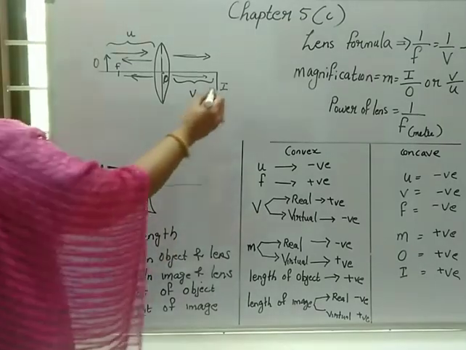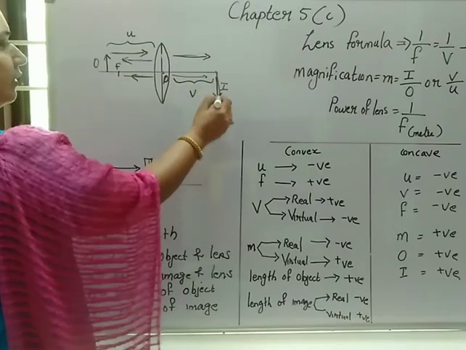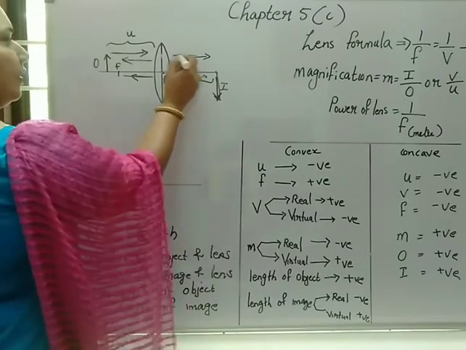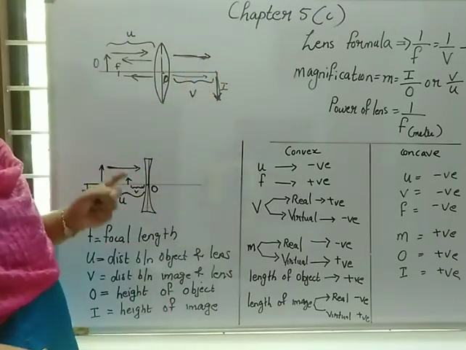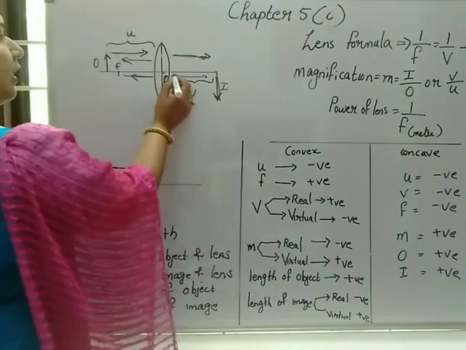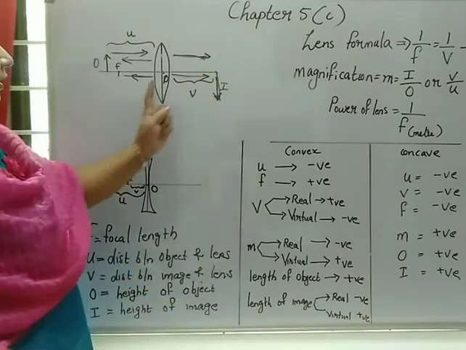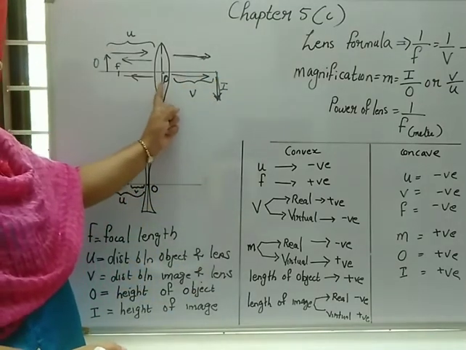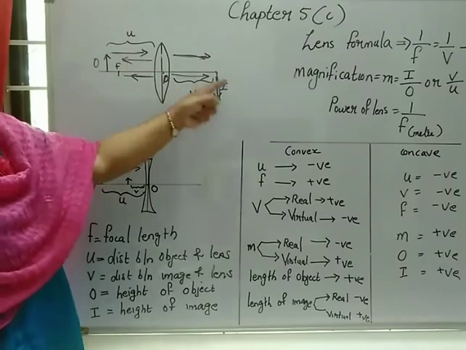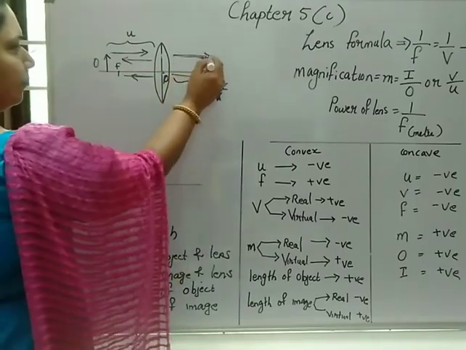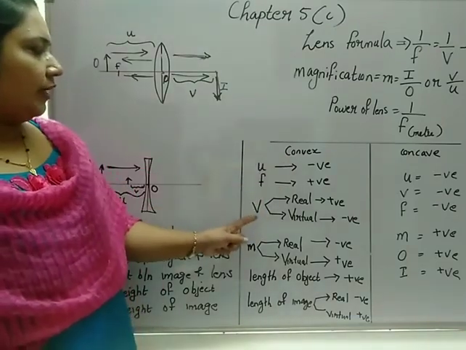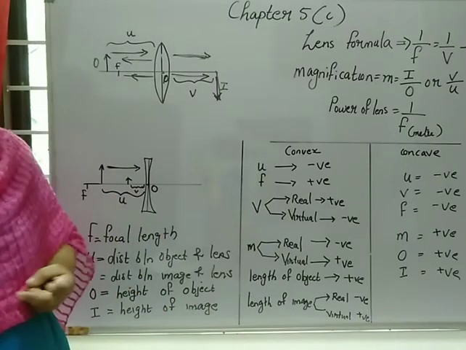V. Here you can see, here is my image. This is the image in the direction of the incident ray. This is the incident ray. And we are asked to calculate or measure the distance between the object and the image. That is also in the same direction. So you can see the measurement is taken from the optical center to the image, and the direction of the incident ray is also the same. So both arrows are the same. So we can take it as positive. So for a convex lens, V is positive. And here there are two kinds of images.